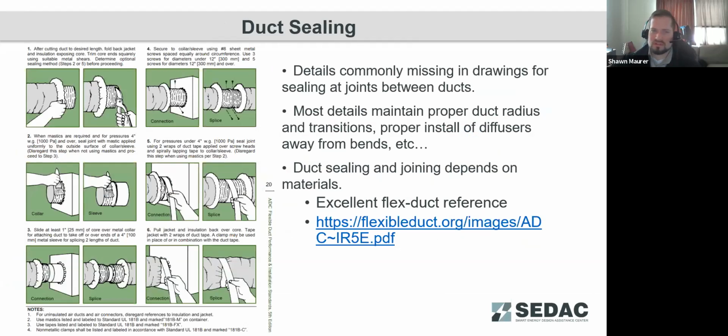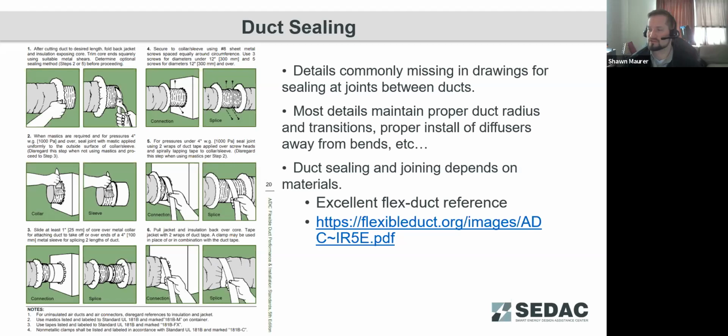Another thing important to document is duct sealing. What we find a lot with insulation ductwork is that the plan drawings just show the location of the ductwork and sizing of the ductwork, but usually don't show details on where to seal, how to seal. Typically, that information is relied on the HVAC installer to know from other reference manuals.